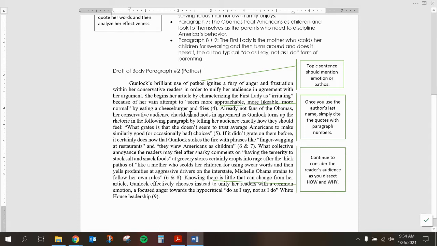Once again, lots of emotion. What emotion is the author using to draw it out of us? How does the author want us to feel?